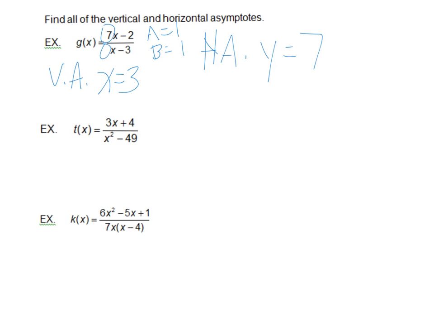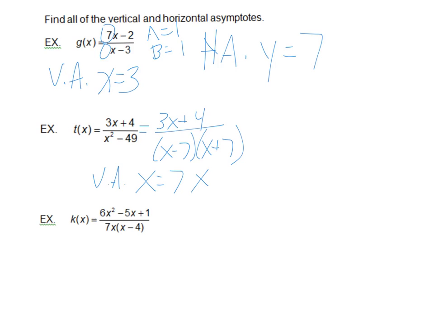The second example, we would need to factor first. So it's x minus 7 times x plus 7. And our vertical asymptotes would be at positive 7. Hang on, that should be an x, not a y. At positive 7 and at negative 7. For the horizontal, you've got to go back to the unfactored form. So the degree of the top would be 1. Degree of the bottom would be 2. When the top is less than the bottom, then the horizontal asymptote is at y equals 0.